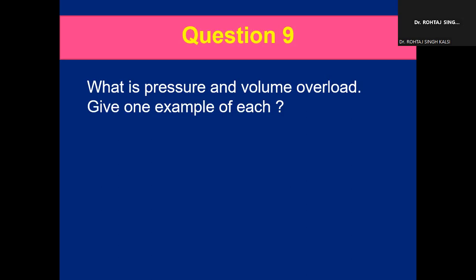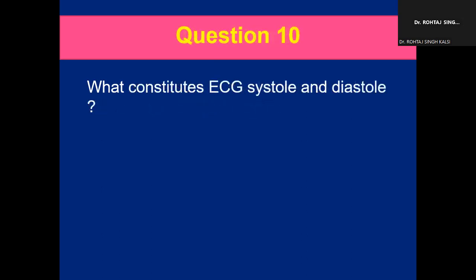Okay, sir. You know a good subject. I'll go back to Dr. Deepak. Deepak, what constitutes ECG systole and diastole? ECG systole starts from the start of the QRS wave up to the end of the T wave. That is systole. And diastole is from the end of the T wave to the start of the QRS. Okay, good.